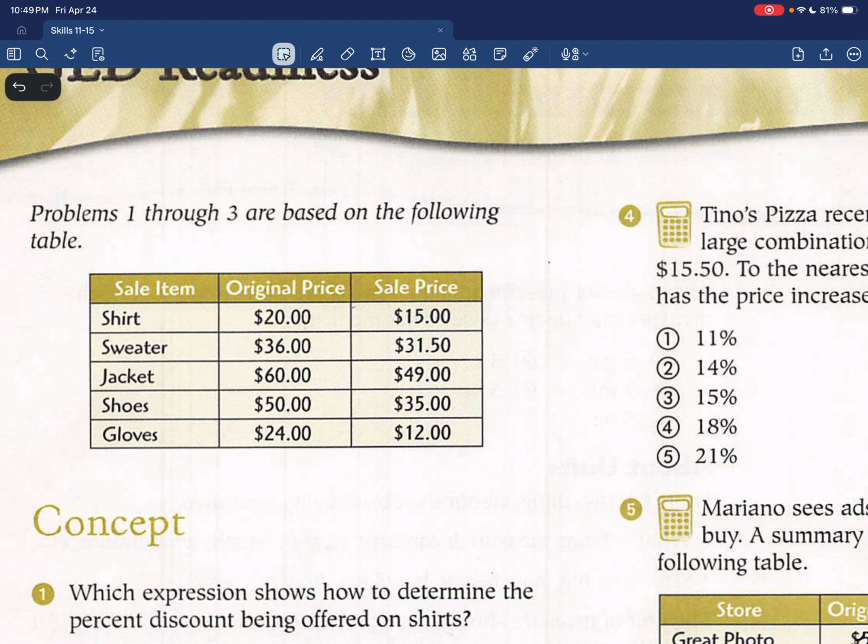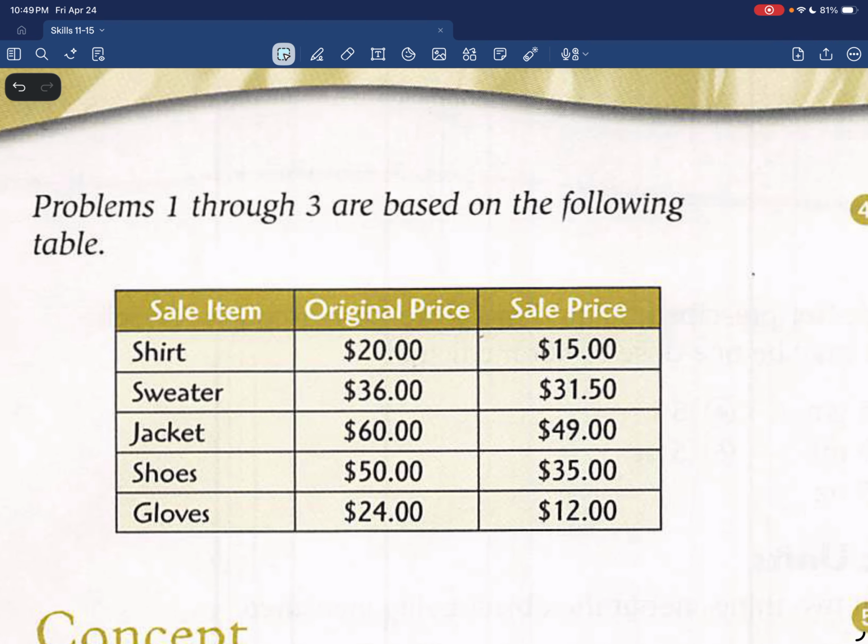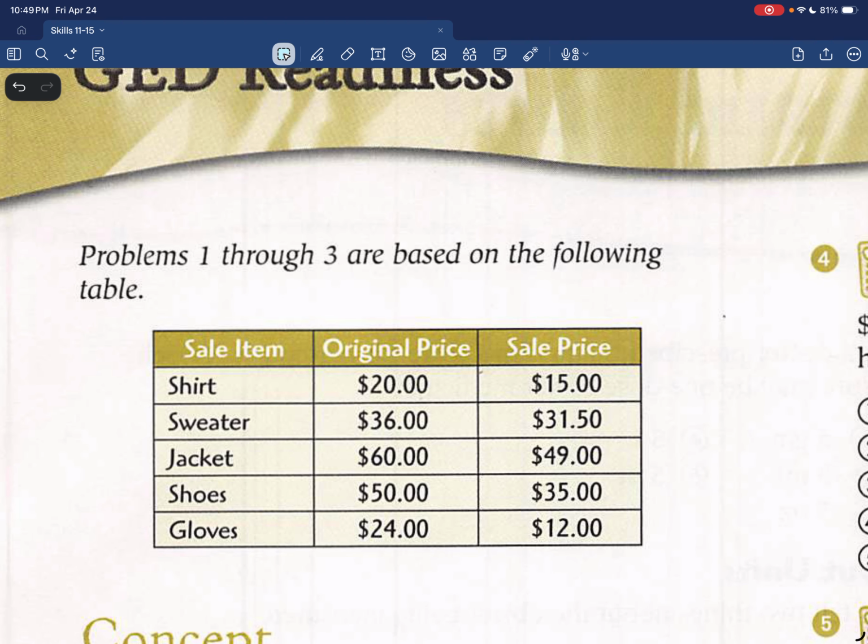Concepts. Problems 1 through 3 are based on the following table. So let me get to know this table. It does not have a title, so it does not tell me the main idea. I'm going to have to figure that out. So I have 5 different items of clothing on sale. I have shirts, sweaters, jackets, shoes, and gloves. The original prices are given, as are the sale prices.